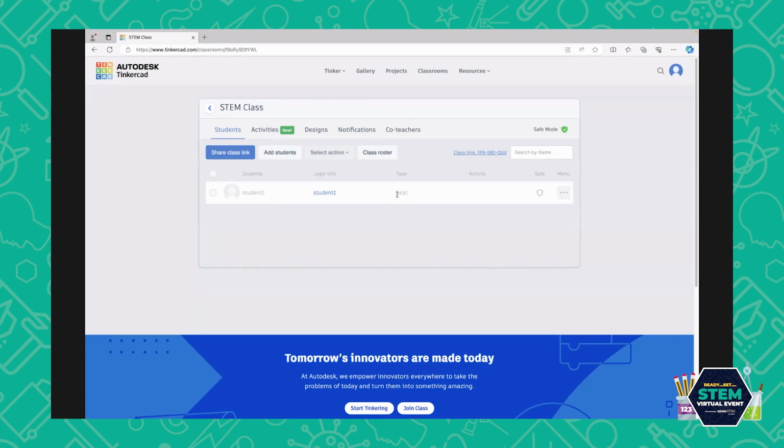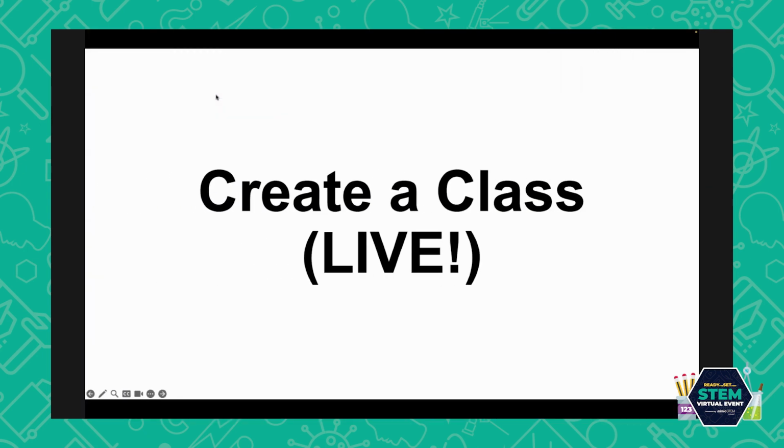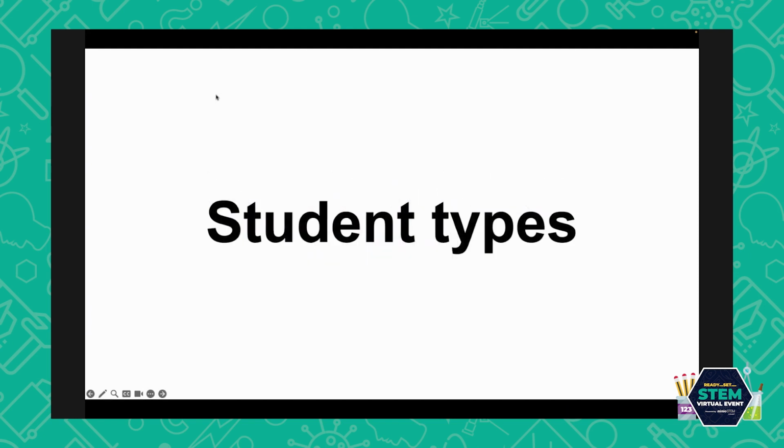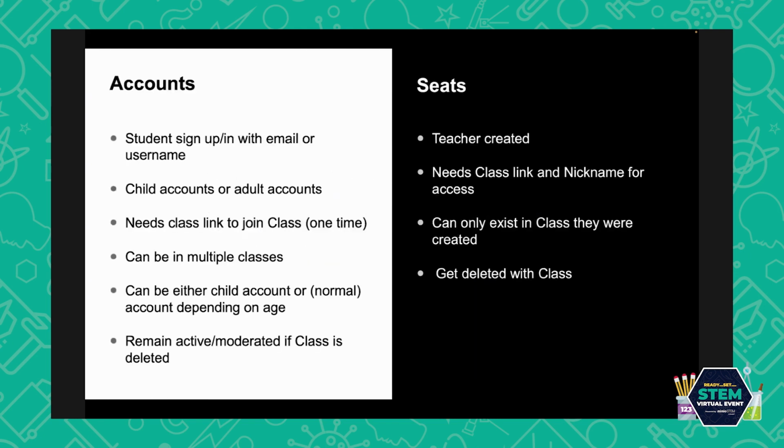So you can see this type is also seat. Later, I'm going to show you the different types of accounts that we can have in here. The other options that you'll see are child accounts and regular adult accounts. So those are the 3 types you'll see: child accounts, adult accounts, and seats. Seats are very easy for the teacher to set up. So let's take a look back. So that I created a class. Let's take a look at those student types, okay?